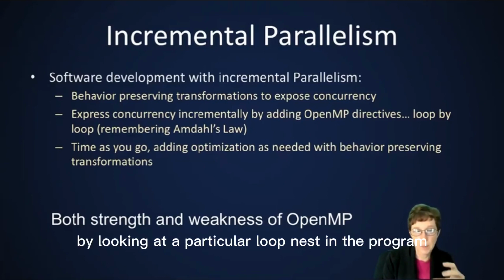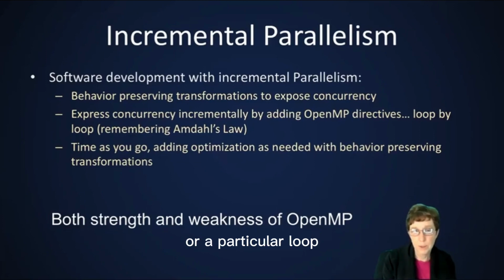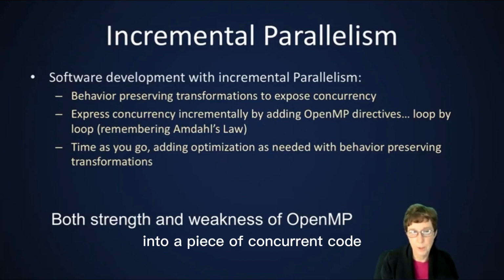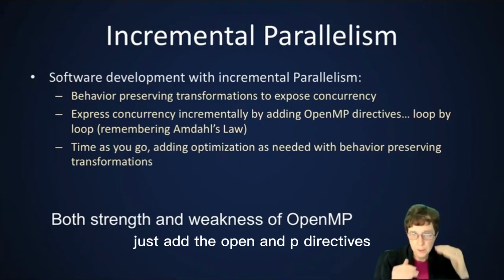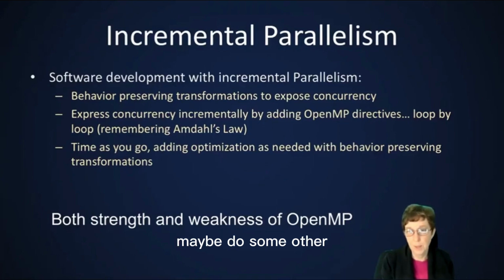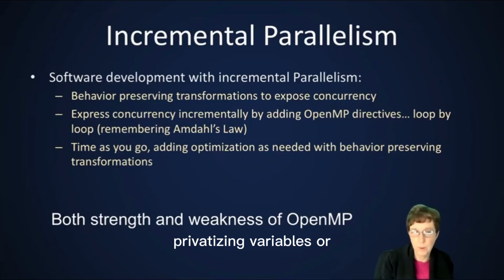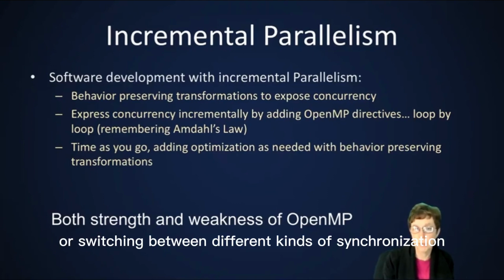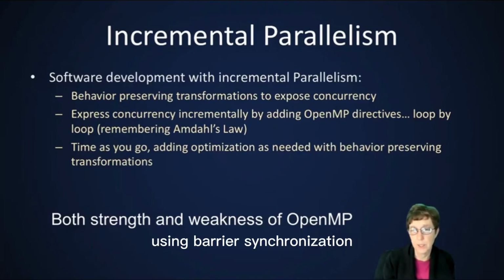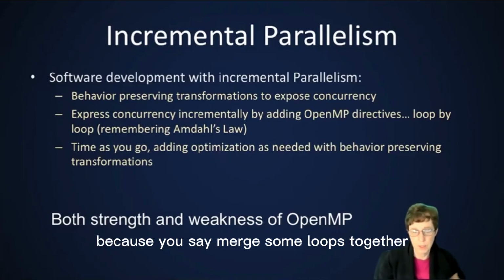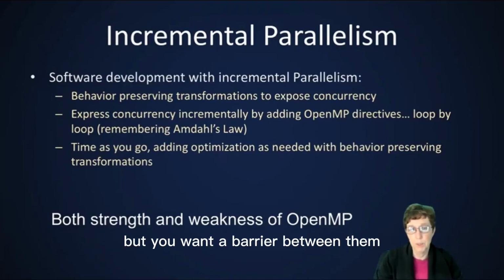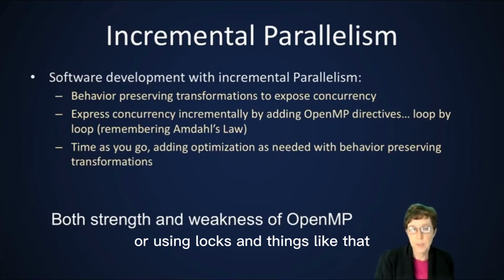by looking at a particular loop nest in the program, or a particular loop, and then looking at how you can turn that loop into a piece of concurrent code, and then just adding the OpenMP directives. Maybe do some other optimizations, such as putting in a reduction or privatizing variables or various other things that we've done in this example, or switching between different kinds of synchronization, using barrier synchronization explicitly if you need to, because say you merge some loops together but you want a barrier between them, or using locks and things like that, or atomic operations.